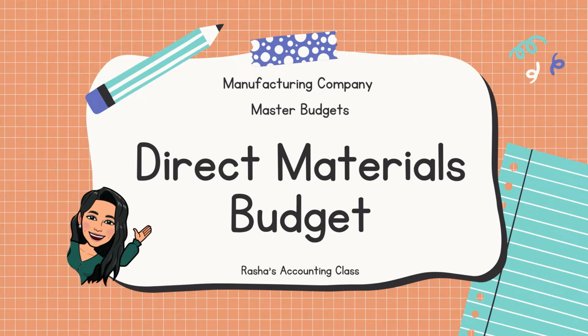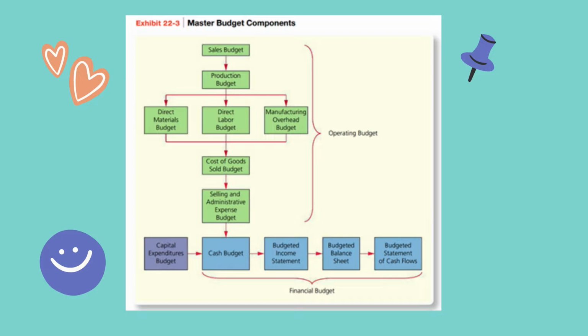Hello, manufacturing company master budgets. Today we're gonna do the direct materials budget, which depends on the production budget. As you can see here, master budget components for the manufacturing company, we have operating budgets and financial budgets. We are still in the operating budgets and we're gonna do the direct materials budget today. Again, it depends on the production budget.